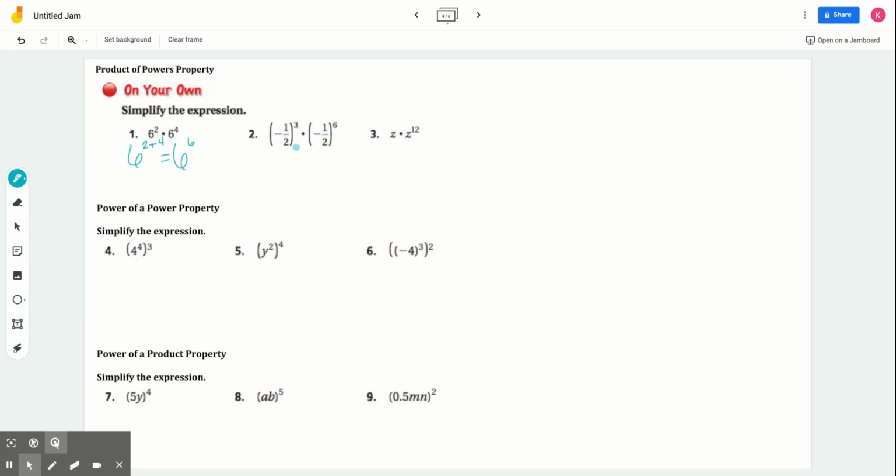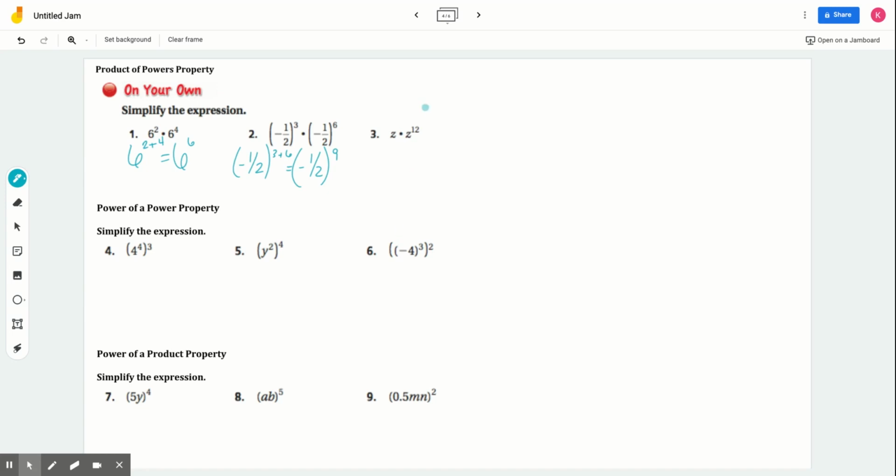With these, again, this is negative 1/2 to the 3rd times negative 1/2 to the 6th. Since we have the same base, we can add these exponents. 3 plus 6 is 9, so this is negative 1/2 to the 9th power.